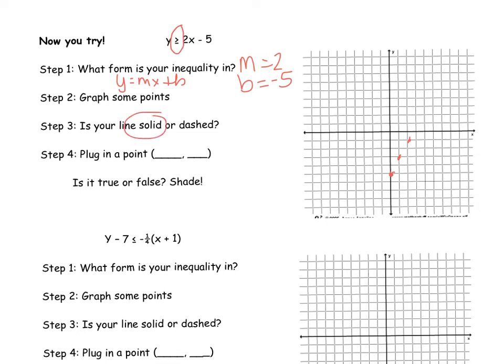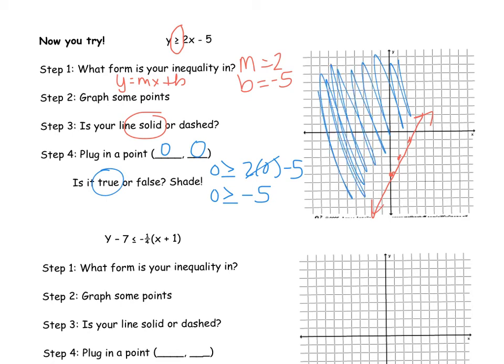Is your line solid or dashed? Solid. So we can make our line straight through there. Oops, that was horrible. So there's our line. Let's plug in a point again. 0, 0 would be an easy one to plug in. 0 is greater than or equal to 2 times 0 minus 5. Is 0 greater than or equal to negative 5? Yes, true. So we shade that side.